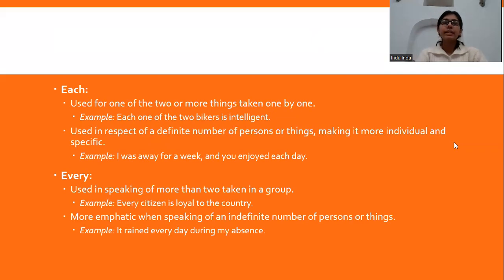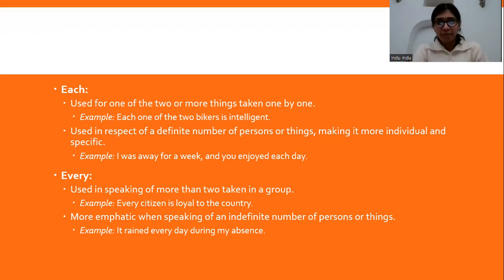Okay? Each and every. Each is used for one of the two or more things taken one by one. Each one of the two bikers is intelligent. It is used in respect of a definite number of persons or things, making it more individual and specific. For example, I was away for a week and you enjoyed each day. So it's referring to a particular individual. It makes it more individual and specific. However, every is used in speaking of more than two taken in a group. Every citizen is loyal to the country.